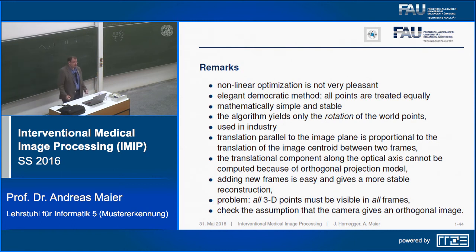So also the nonlinear optimization is not very pleasant, so you have to think about that a bit, how to do this efficiently and try to solve that efficiently. The method is, you could say, democratic. So all points are treated equally. So if you have an outlier in there, it can destroy your points a bit. So you can also expand this to also introduce confidence about your tracking results.